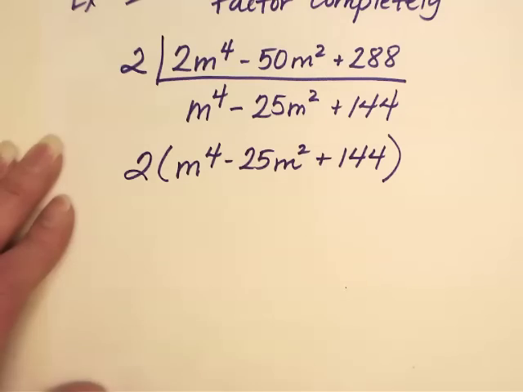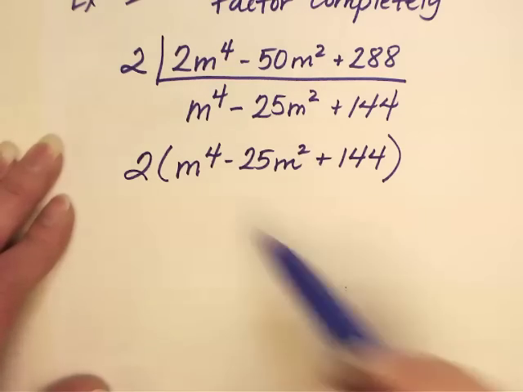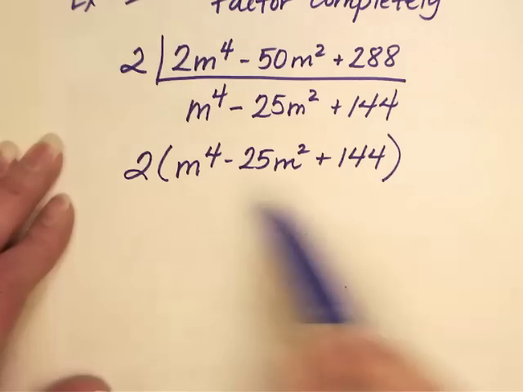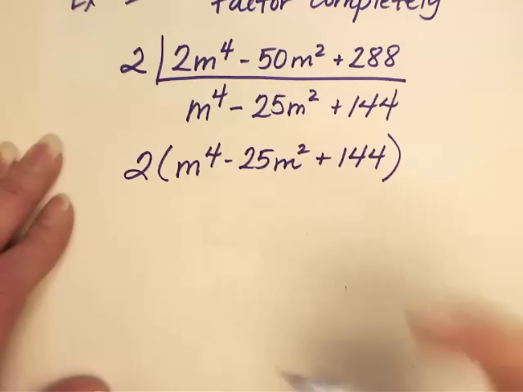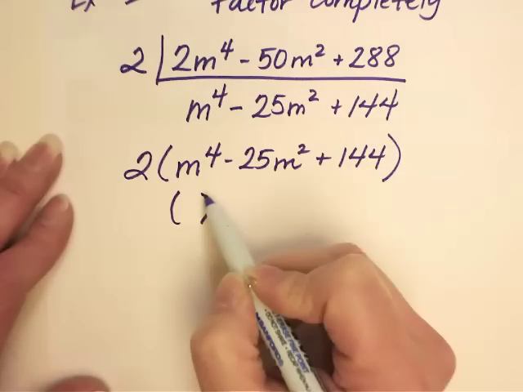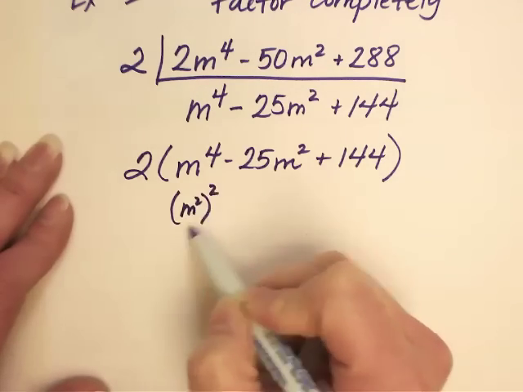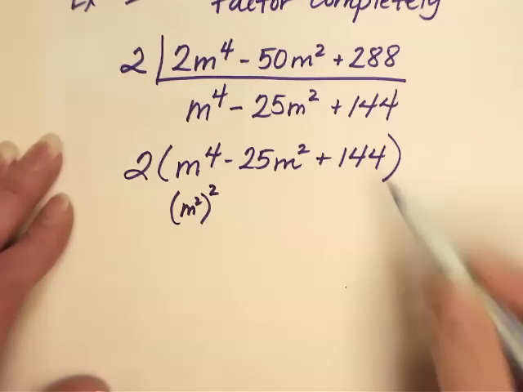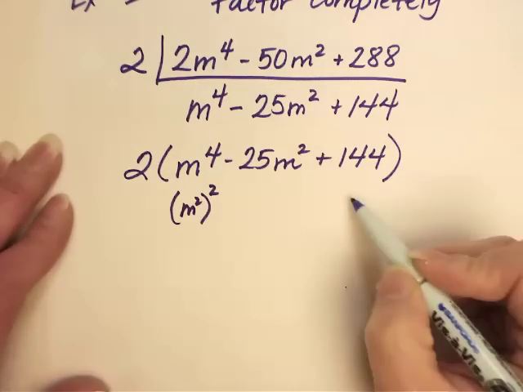Now I need to go back to my flowchart. It says, hey, count your terms. I've got 1, 2, 3 terms, so I should check and see if this is a PST. Is the first a square? I think it is. M to the 2nd squared is m to the 4th. 144 is one that I know also. That happens to be 12 squared.